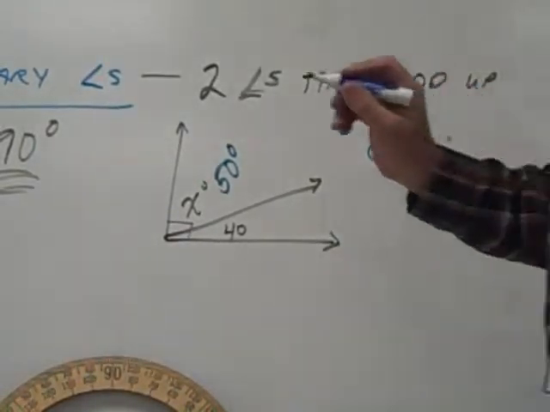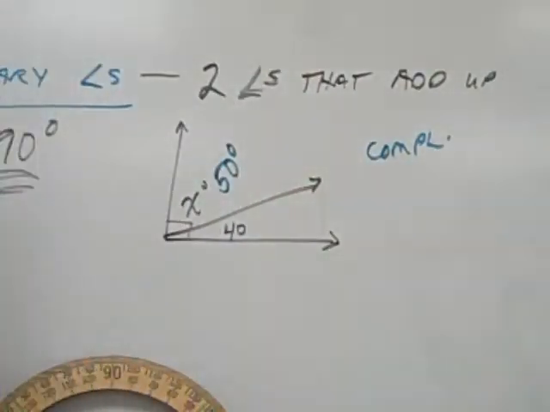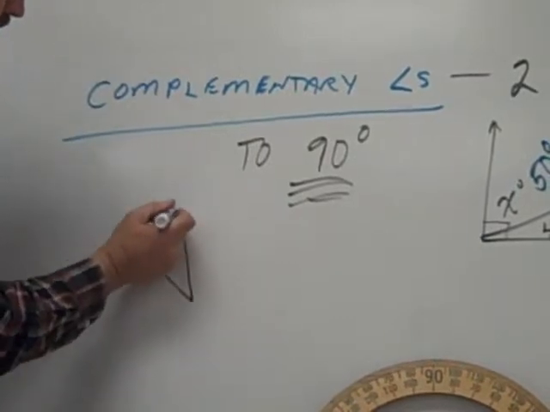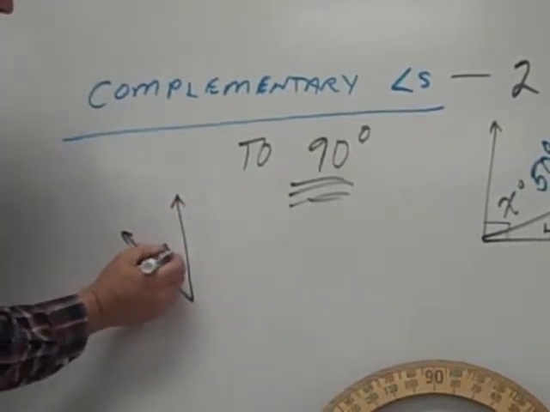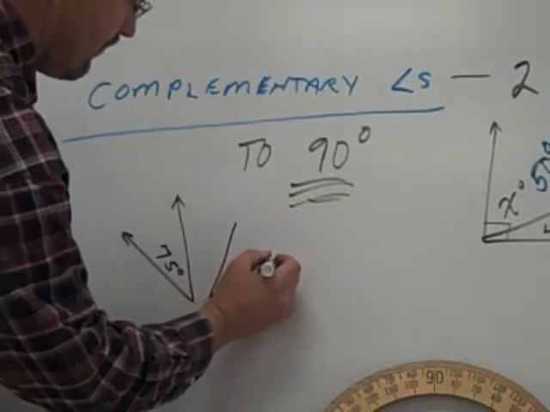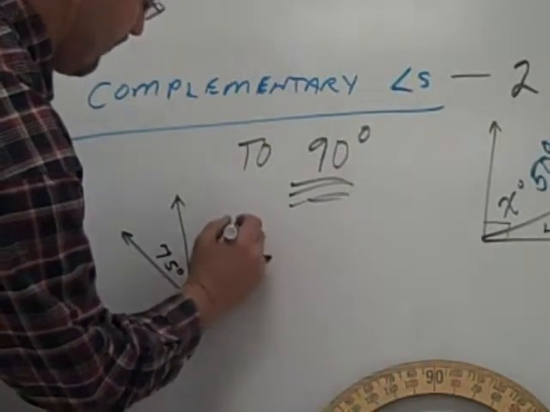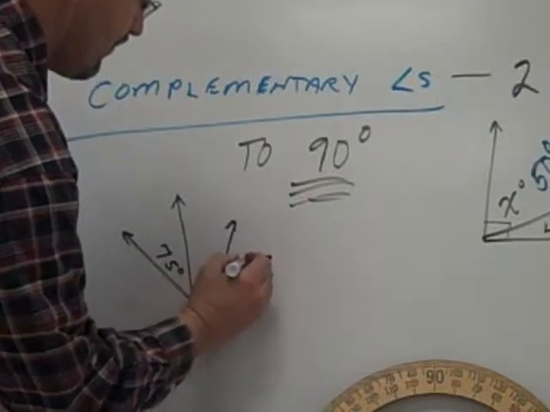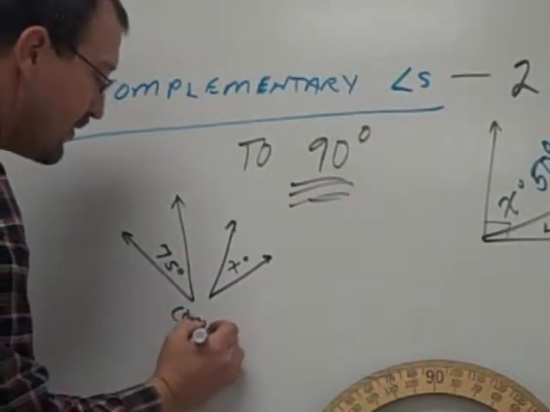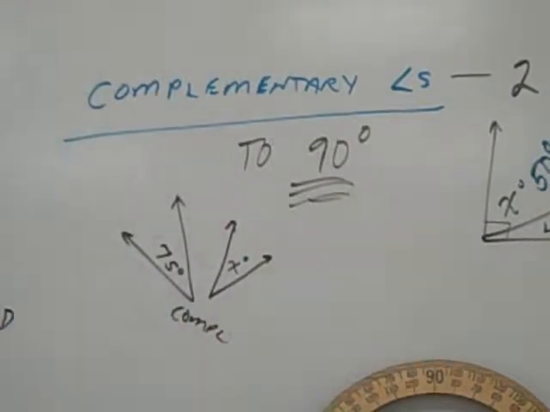Now, sometimes they fake us out though. Sometimes they're two separate angles, and they say these are complementary. That gives us the hint. If they're complementary, they have to do what?